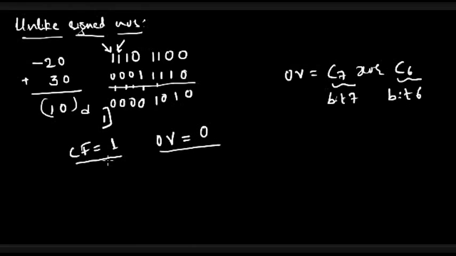As overflow flag is set to 0, we can say that whatever result we have got is the right one. If we write the equivalent of this in decimal, we will get 10 in decimal, which is the required result. This was about addition of unlike signed numbers.